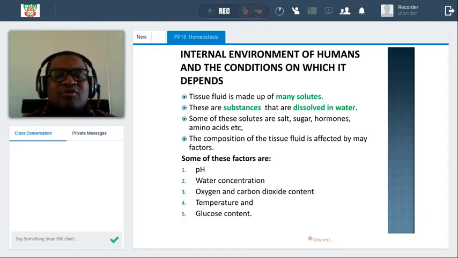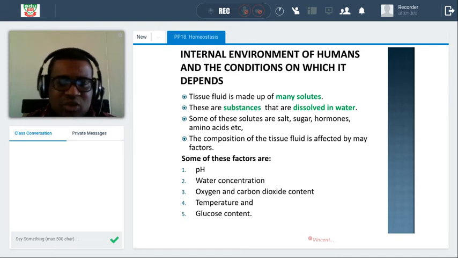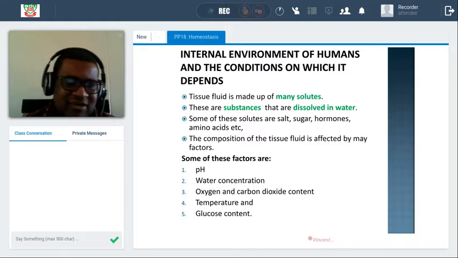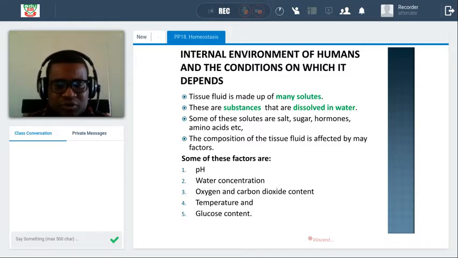So the composition of the tissue fluid is affected by many factors: 1, the pH; 2, the water concentration; 3, oxygen and carbon dioxide content; 4, the temperature and the glucose. So these are the factors that must be kept constant, okay, for proper tissue functioning.